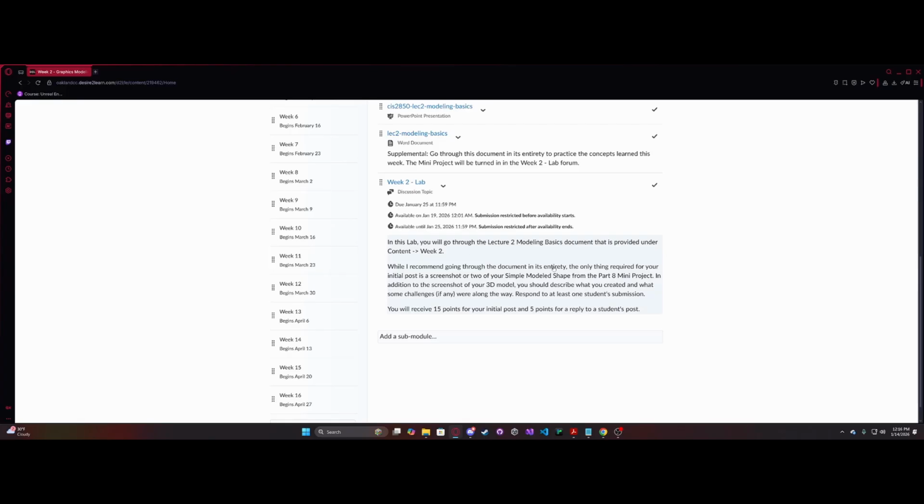In this lab, you'll go through the Lecture 2 Modeling Basics document provided right here above it. You should go through the document in its entirety. But the only thing that you are required to post for this week 2 lab is a screenshot or two of your simple modeled shape from part 8 mini project. Okay. And then in addition to your screenshot, you should also describe what you created and what some challenges, if any, were along the way.